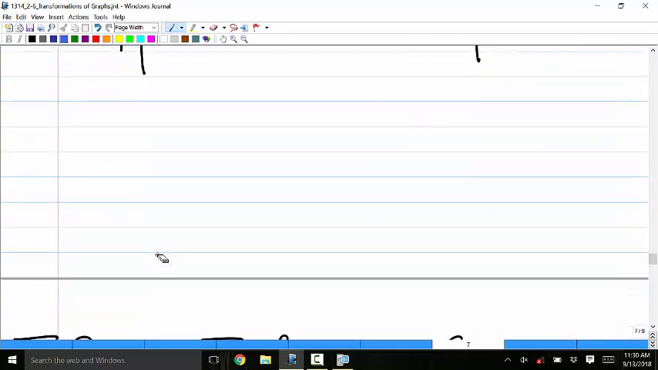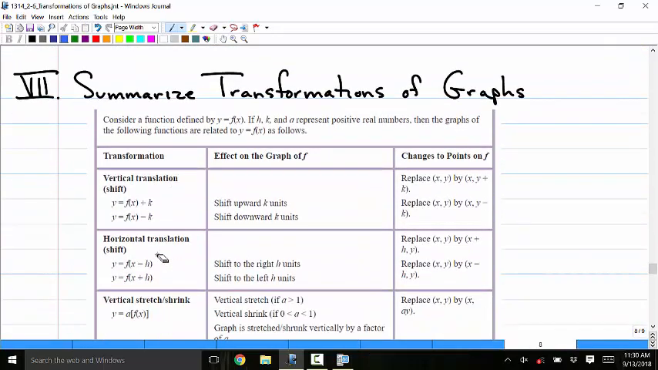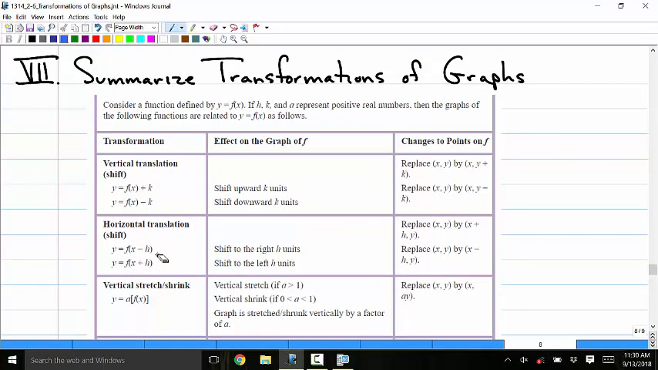Okay, I think we did reflections already, yes? Yes, we did it out of order. Okay, summarize transformations of graphs. This is everything we've done in this section.